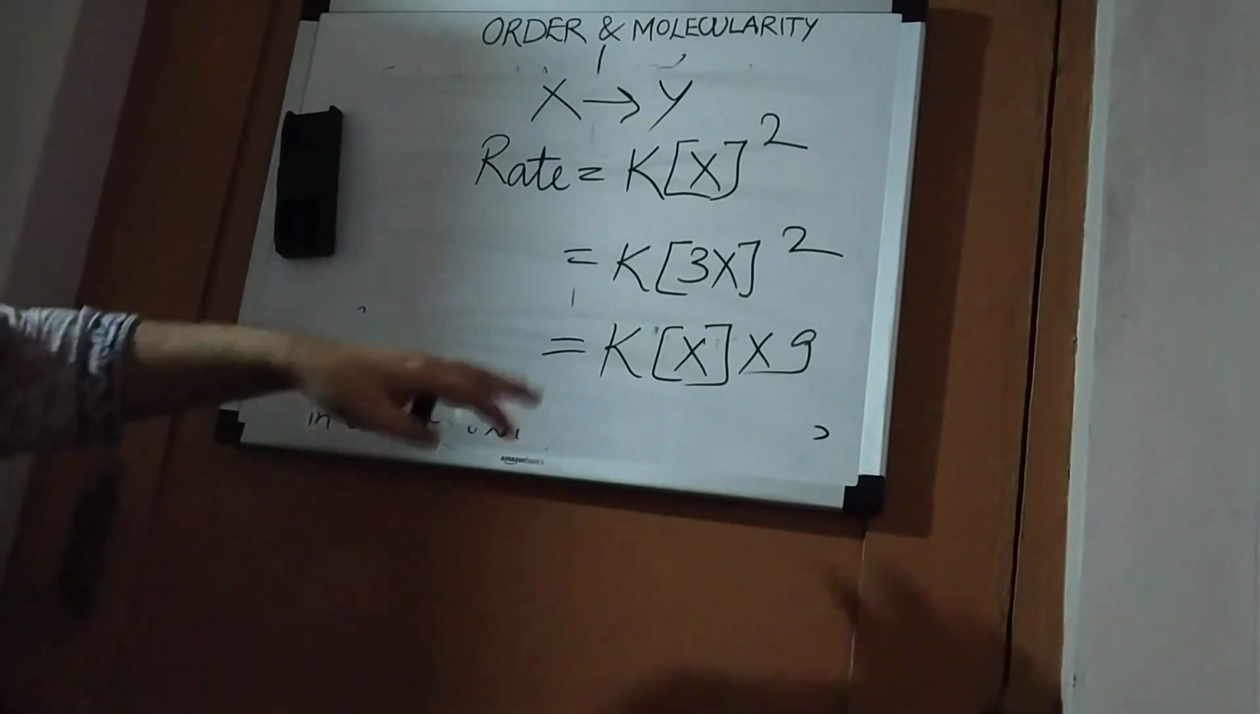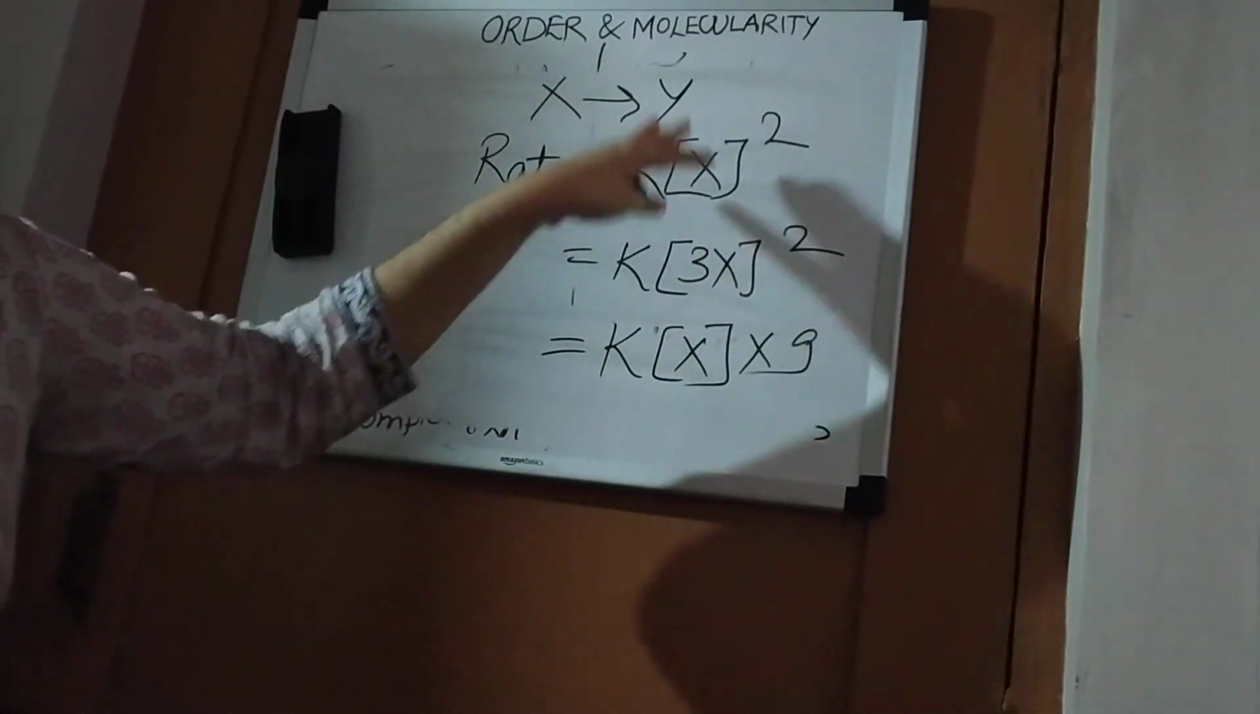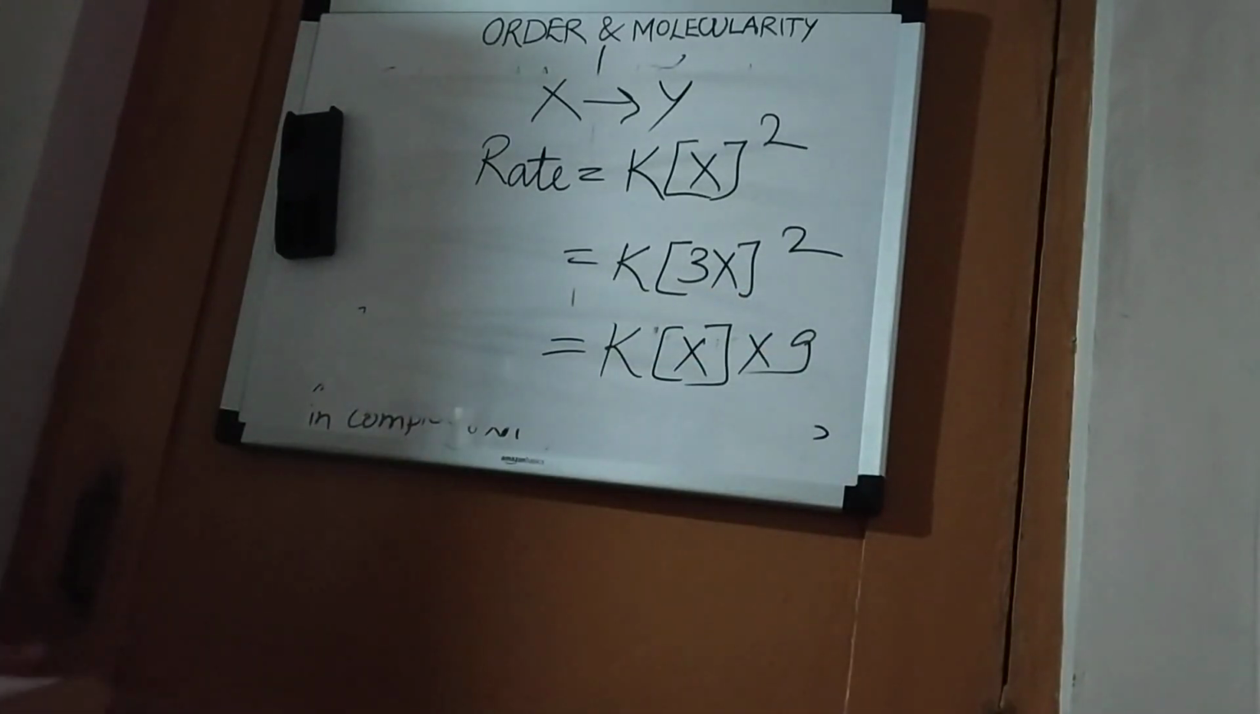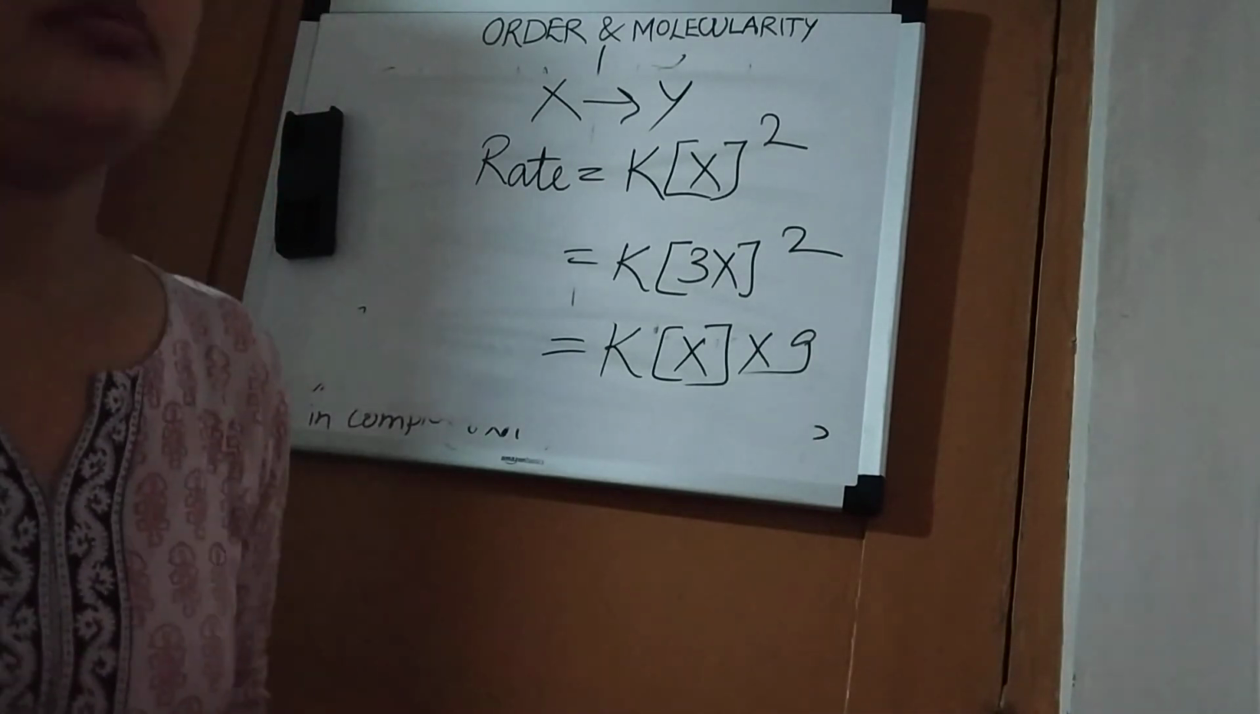So the rate of the reaction has increased 9 times, or the rate of formation of y has increased 9 times. So this was all about order and molecularity. I hope you understood the topic. Thank you.